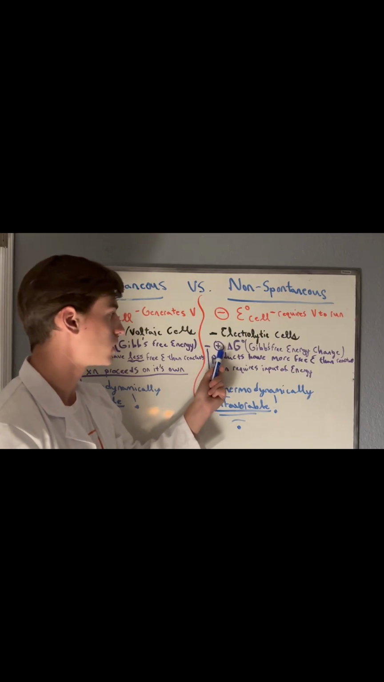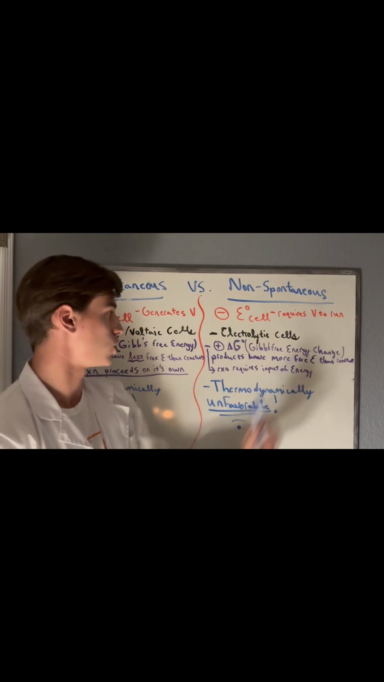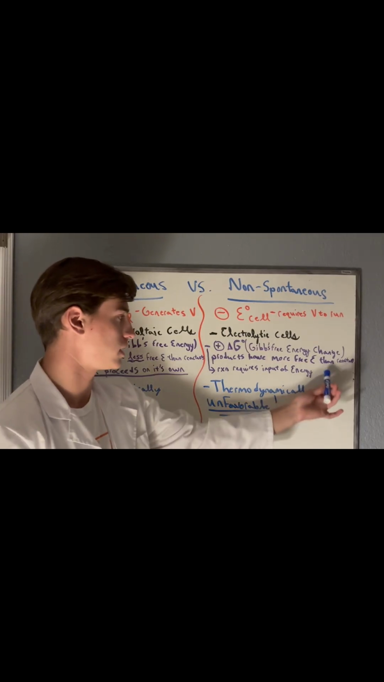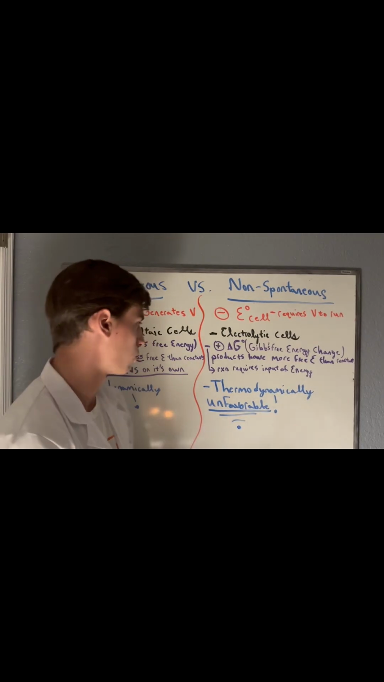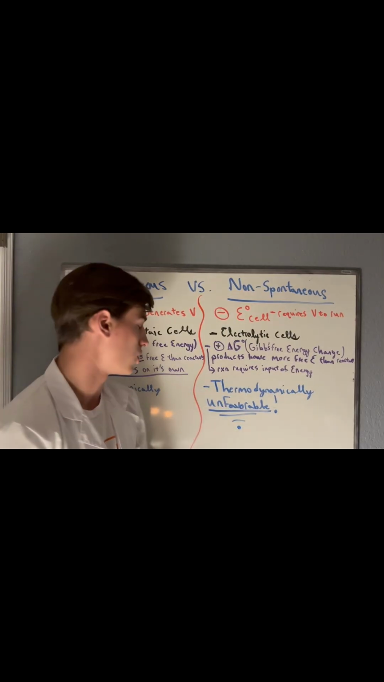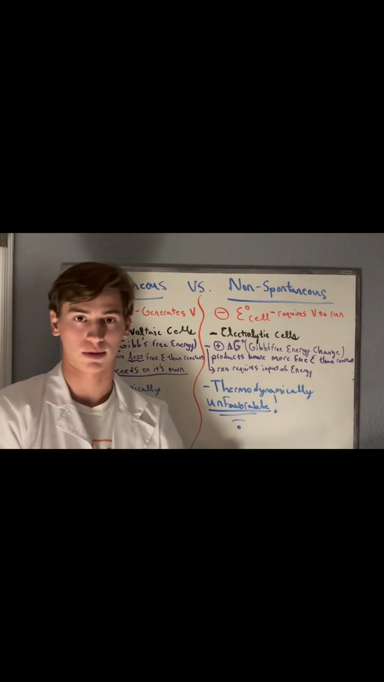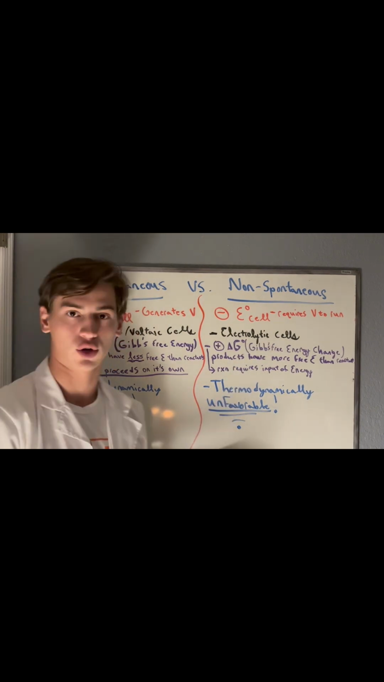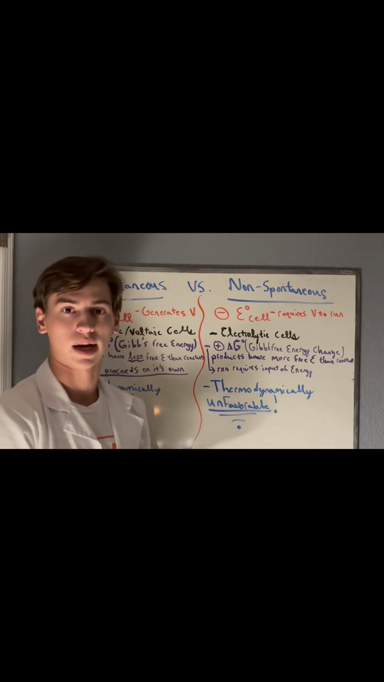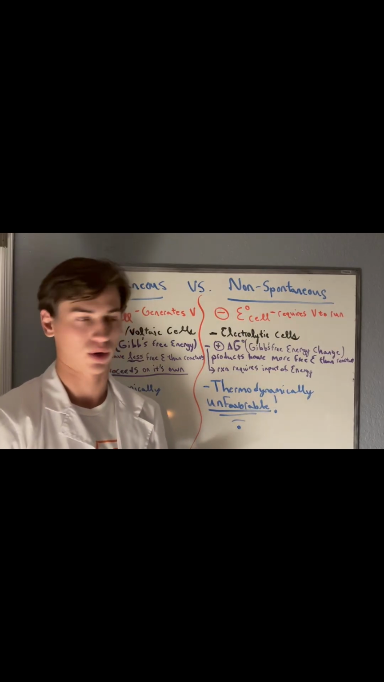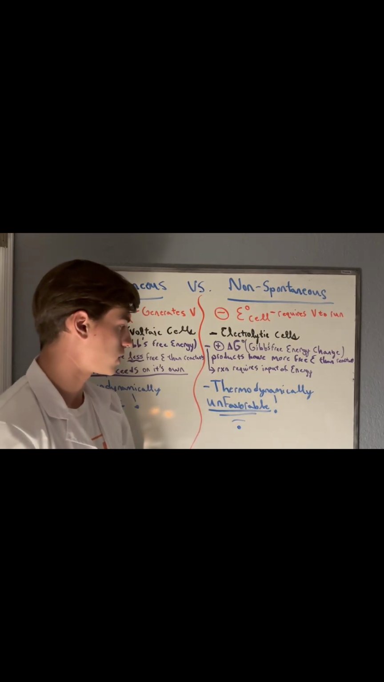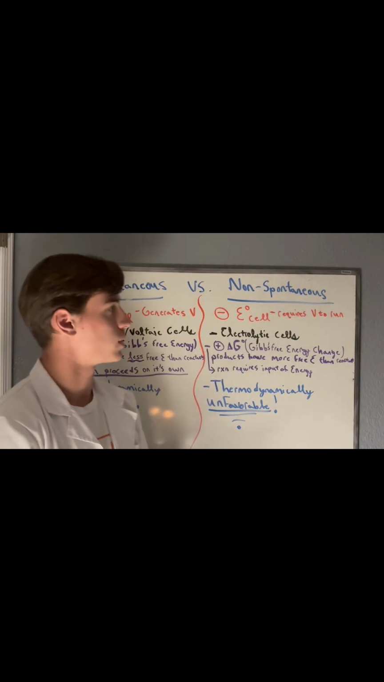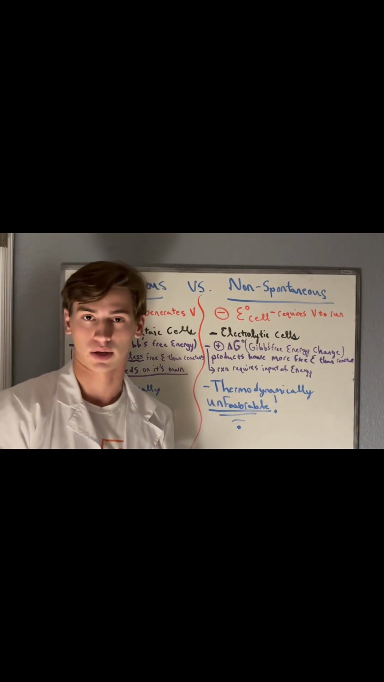Conversely, we have a positive delta G, so our Gibbs free energy change is positive, meaning that our products have more free energy than our reactants, and so the reaction requires an input of energy. So like we see with our voltage, we need to put in some energy to allow it to run. Also, this is called an endergonic reaction, whereas our negative delta G is called an exergonic reaction. And lastly, that means that this reaction is thermodynamically unfavorable, which is how we describe non-spontaneous redox reactions.